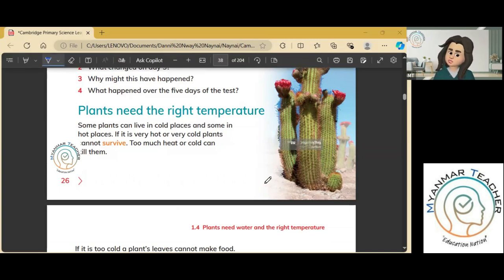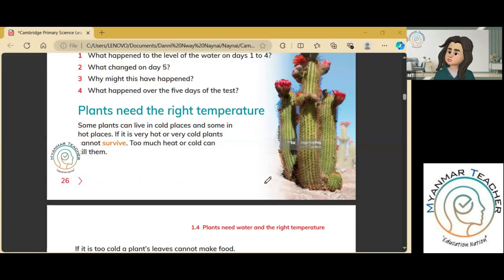Plants need the right temperature. Some plants live in cold places and some in hot. If it's very hot or very cold, plants cannot survive.